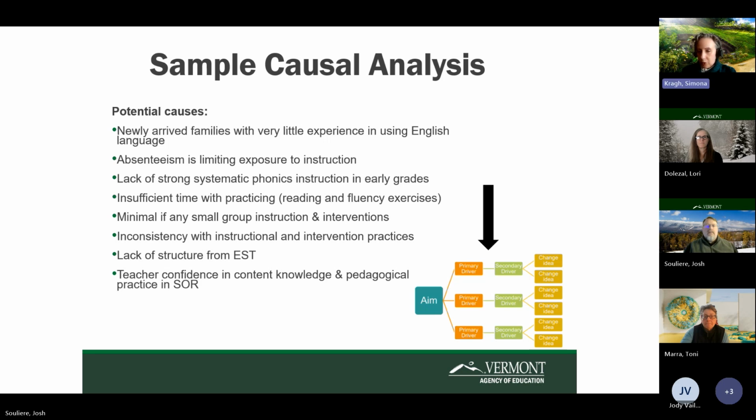And here are some potential root causes for the previous problem of practice. So newly arrived families with very little experience in using English language. Absenteeism is limiting exposure to instruction. Lack of strong systemic phonics instruction in early grades. Insufficient time with practicing reading and fluency exercises, for example. Minimal, if any, small group instruction and interventions. Inconsistency with instructional and intervention practices. Lack of the structure from EST. Teacher confidence in content knowledge and pedagogical practice in SOR.